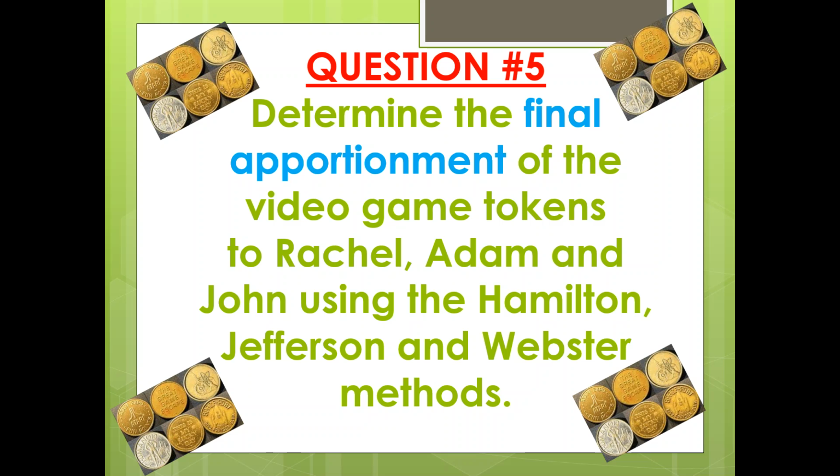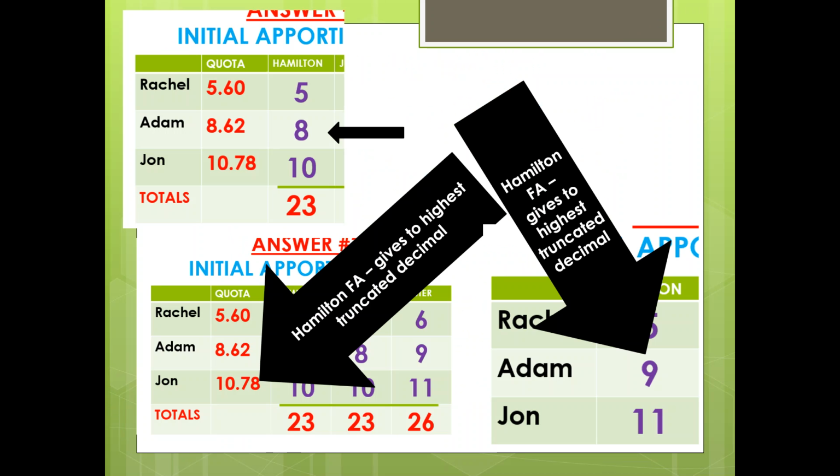So finally, we have to give away the final video game token. Remember what Hamilton does. He's very easy. He gives it to the largest truncated decimal. So he looks here and John had 0.78, which is bigger than 0.6 and 0.62. So he's going to give the extra token to John first. And then he must have had 2 tokens to give away. Yes, he only had 23. He has to give away 25. So he's going to give the second extra token to Adam, as you can see in here.